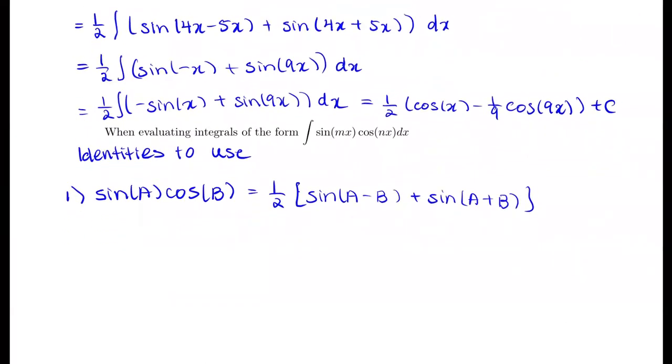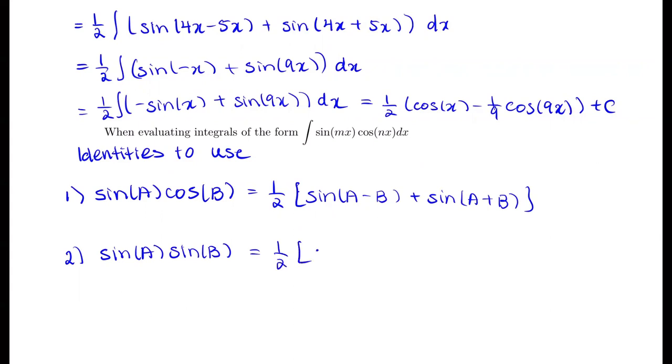The second identity we could use is if we have sine A, sine B. Then that means we would just have a half of cos of A minus B minus cos of A plus B.